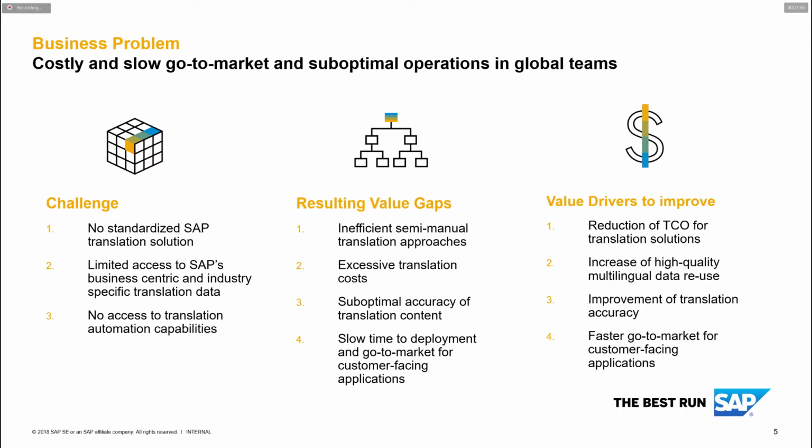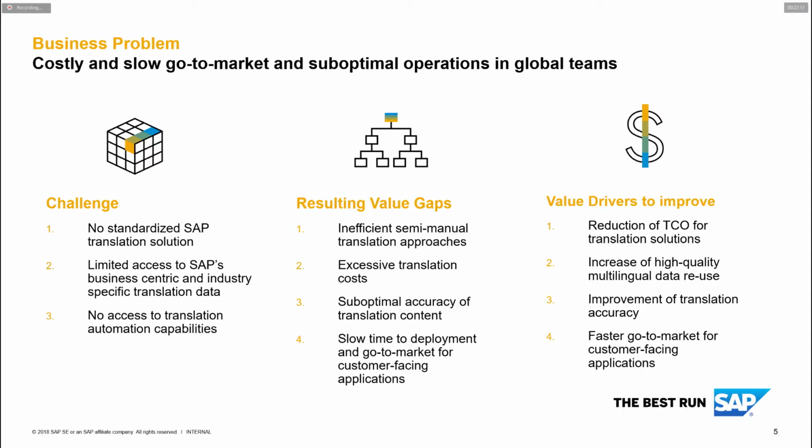For ABAP, SAP Basis Transaction SE63 and LXA Master could help to translate on-premise extensions, but SAP had never offered a solution for non-ABAP development and non-ABAP extensions, for example, in the context of SAP's ERP Java Stack, mergers and acquisitions, or Fiori applications. Also, there was limited access for SAP customers and partners to SAP's business-centric and industry-specific translation data.